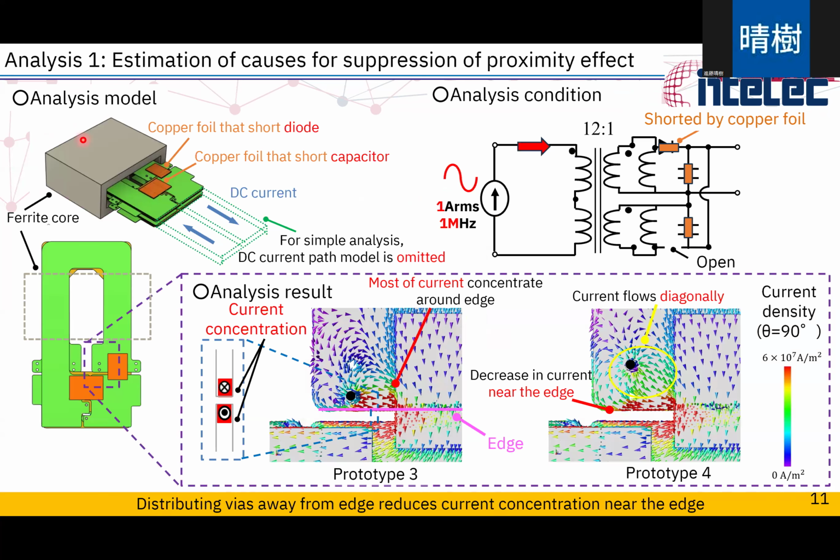We conducted an analysis, and these are the analysis models. The diode and capacitors are shorted by copper foils, and the DC current path is omitted for simple analysis. And these are the analysis conditions. We set a current source with a sine wave of 1 ampere RMS and 1 megahertz, and the diode and capacitor are shielded by copper foils. And this is the analysis result.